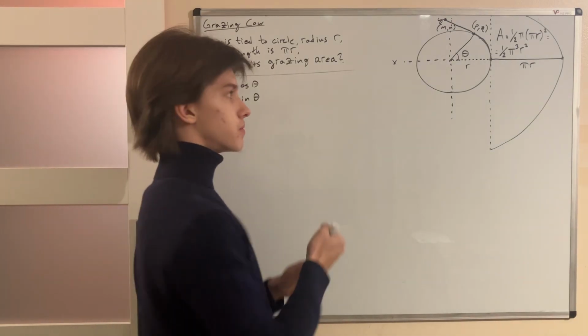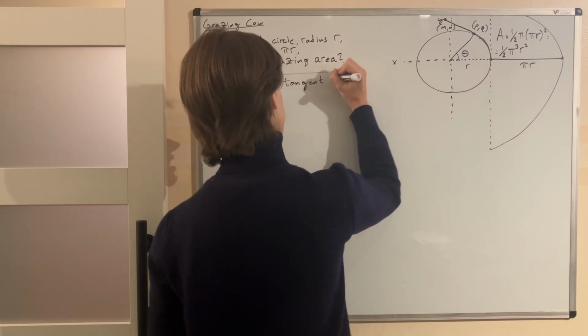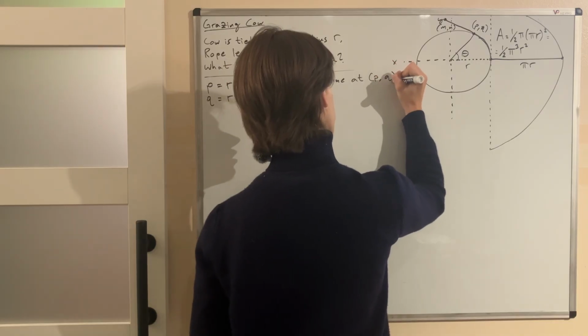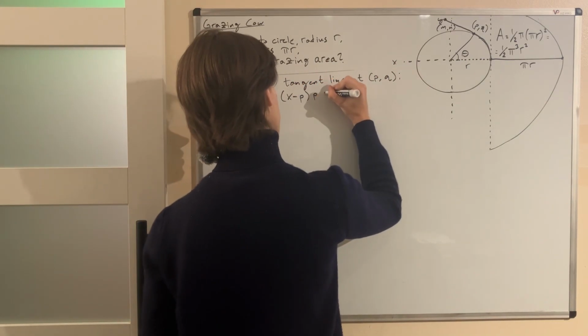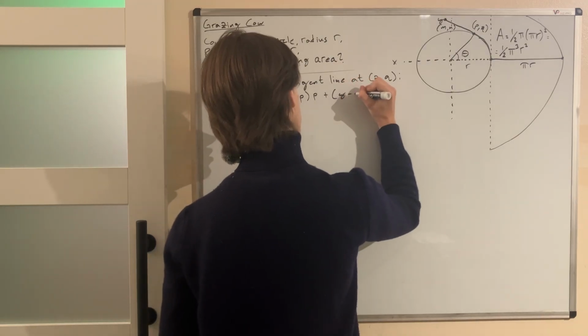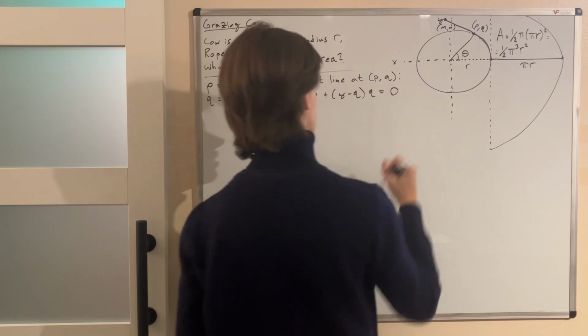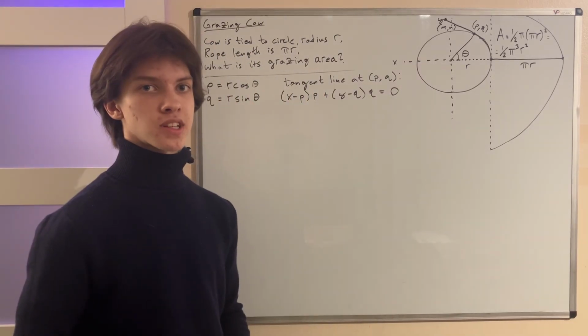Let us now write the equation of the tangent line at PQ to the circle, which is going to be (x minus p) times p plus (y minus q) times q equal to 0. This is the tangent line. We can set up two equations about MN.